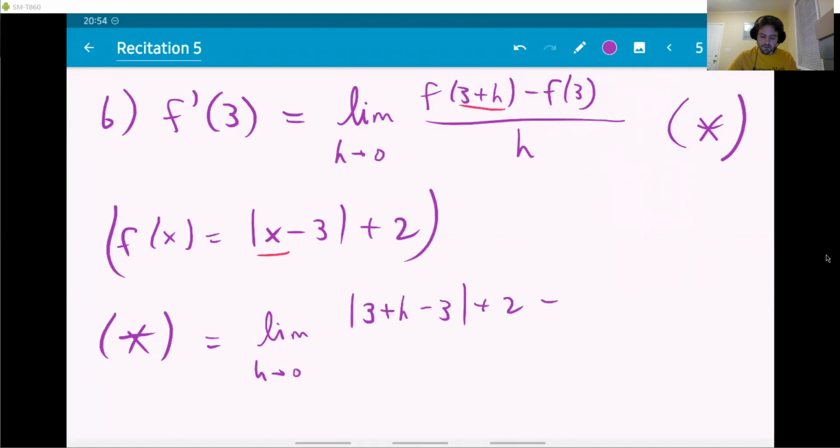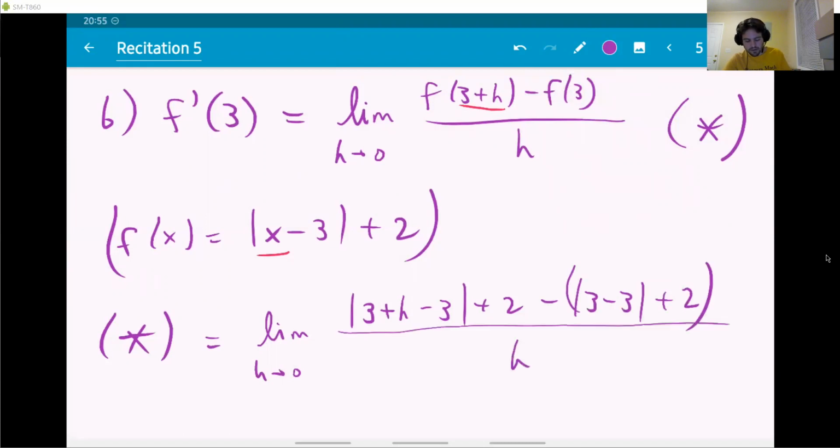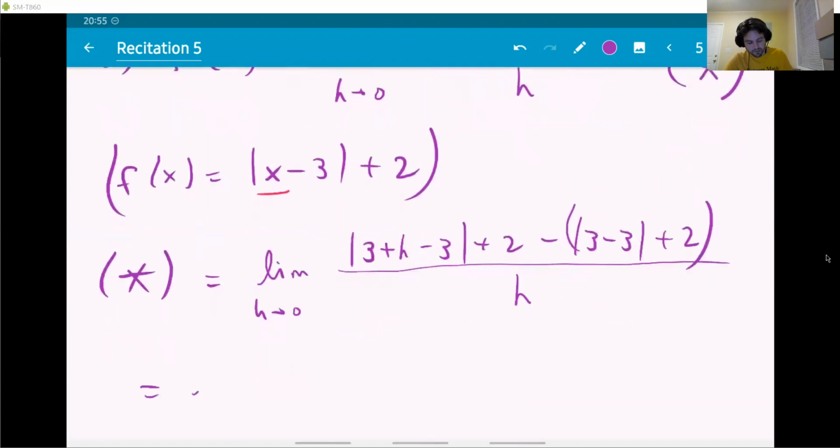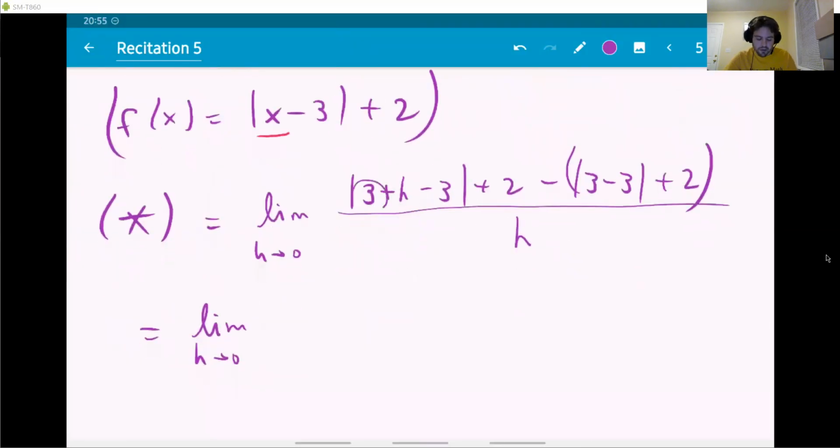And now I'm going to subtract f of 3. What is f of 3? Absolute value of 3 minus 3, plus 2. Don't forget this parentheses around it. The whole thing is f of 3. And now we simplify. Limit as h goes to 0. Well, the 3 and minus 3 up here go away. It is just absolute value of h. And everything else will go away as well. You have a plus 2 minus 2. Those go away, and you have absolute value of 0 here. That's also 0.